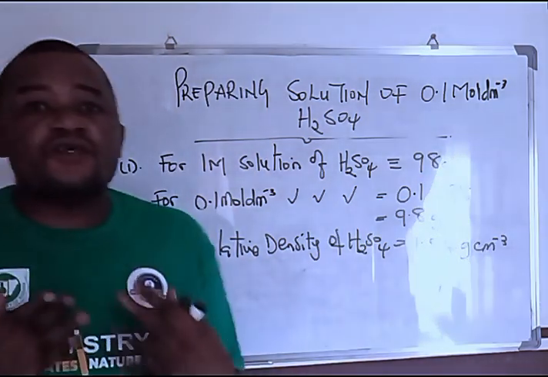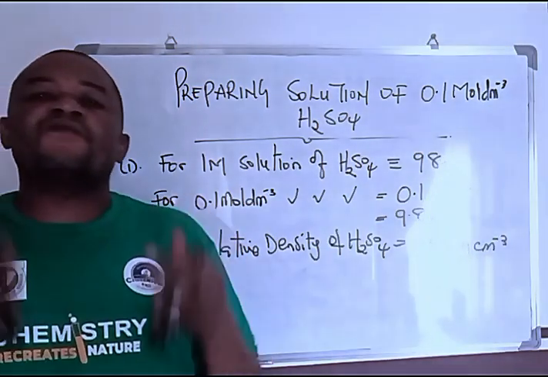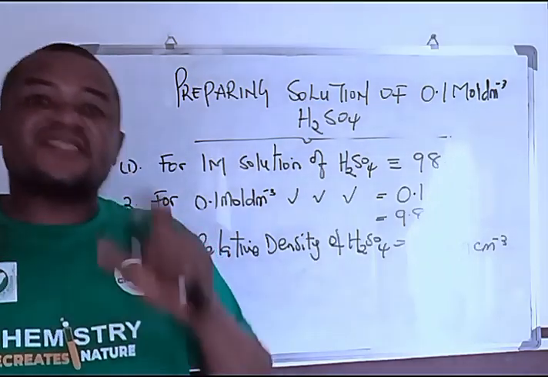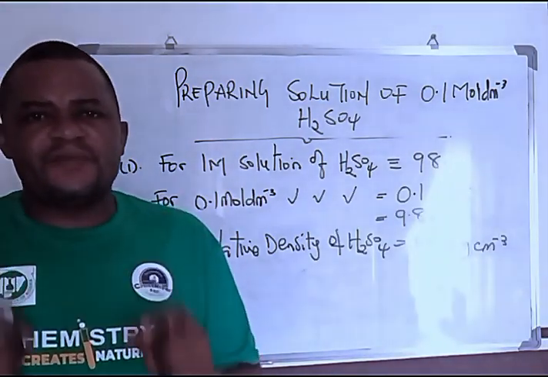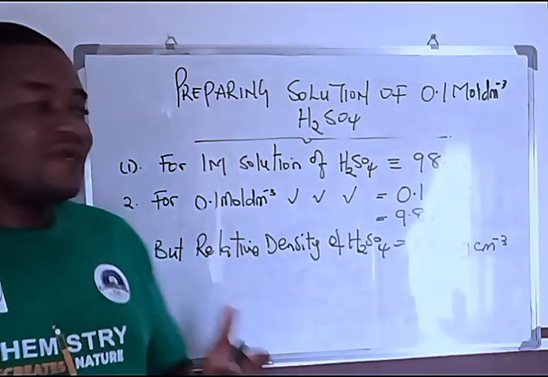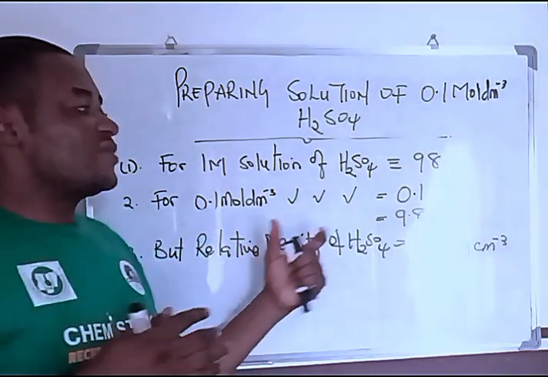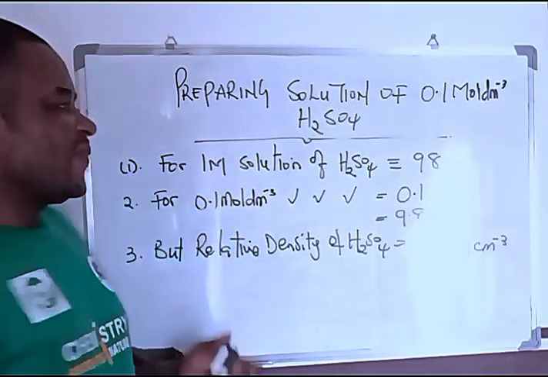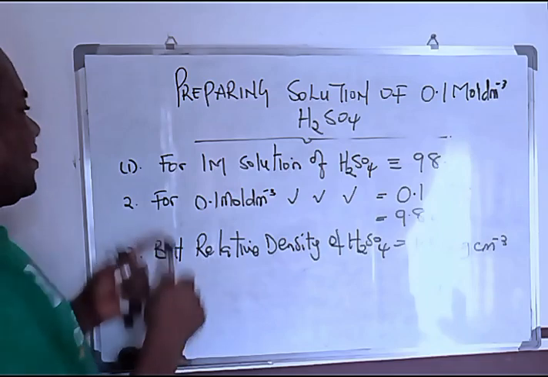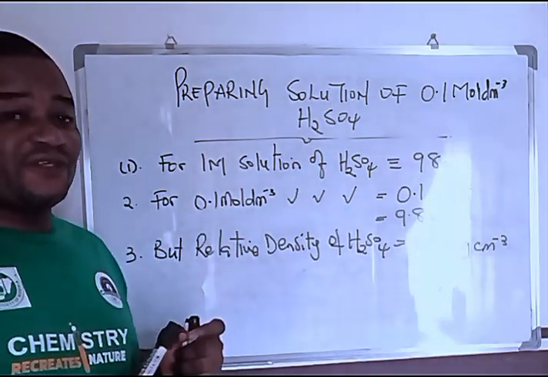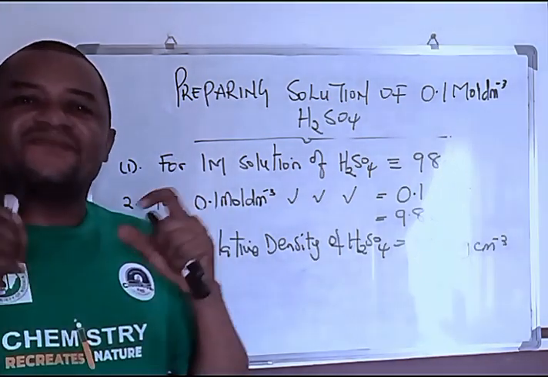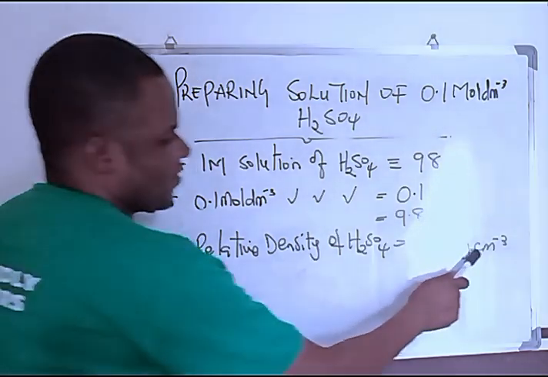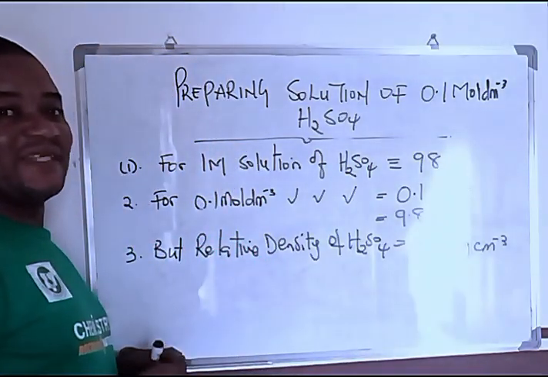Now this is almost a constant value for every bottle of concentrated sulfuric acid. It is written there. Relative density of the acid is written there. It varies just a little bit, but more often than not, the relative density of sulfuric acid is 1.84 grams per cubic centimeter. Now, this will help us to be able to get 0.1 molar concentration or solution of sulfuric acid in volume equivalent and not grams, because this is already in grams per cubic centimeter.